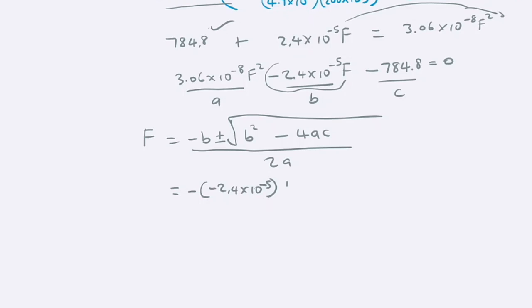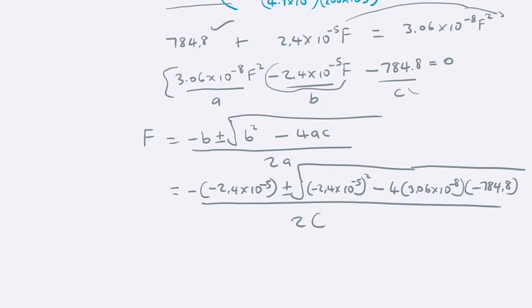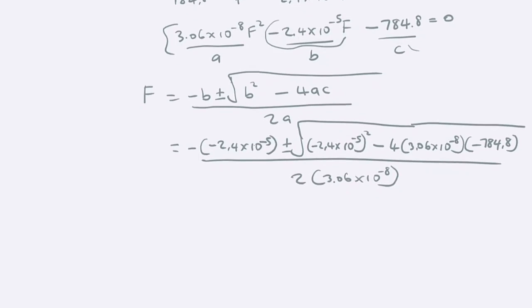Then substitute in this formula. It's going to be negative b, you take b with its sign, close bracket, plus or minus the square root of b, which is negative 2.4 times 10 to the exponent negative 5, close bracket, squared, minus 4a, where a is 3.06 times 10 to the exponent negative 8, then c, which is negative 784.8, close bracket, over 2a. That's how you substitute.